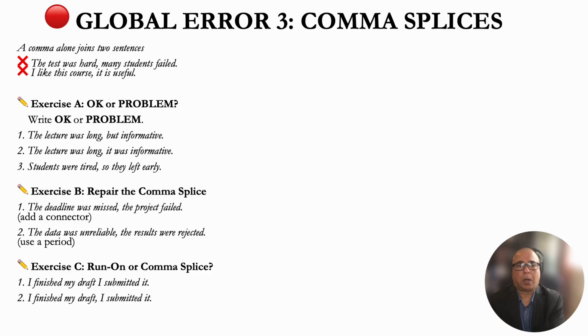The test was hard, comma, many students fail. The meaning is very confusing to the reader because there's no connection between the 2, right? Do you see any so, and, but in between? Nothing. This is just a comma and a new sentence starts. This is a serious global error because it's very confusing to the reader. Comma splices, avoid them, okay, at all time.